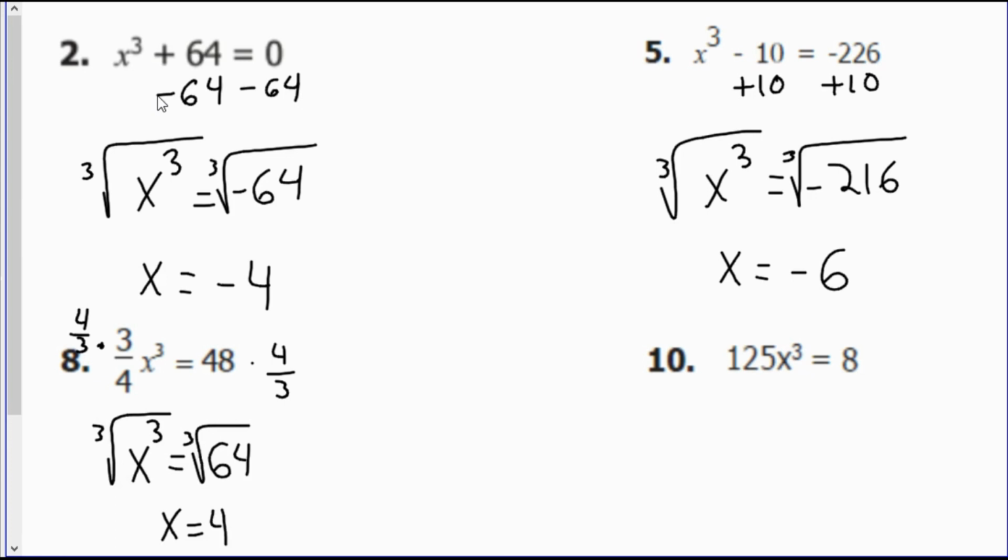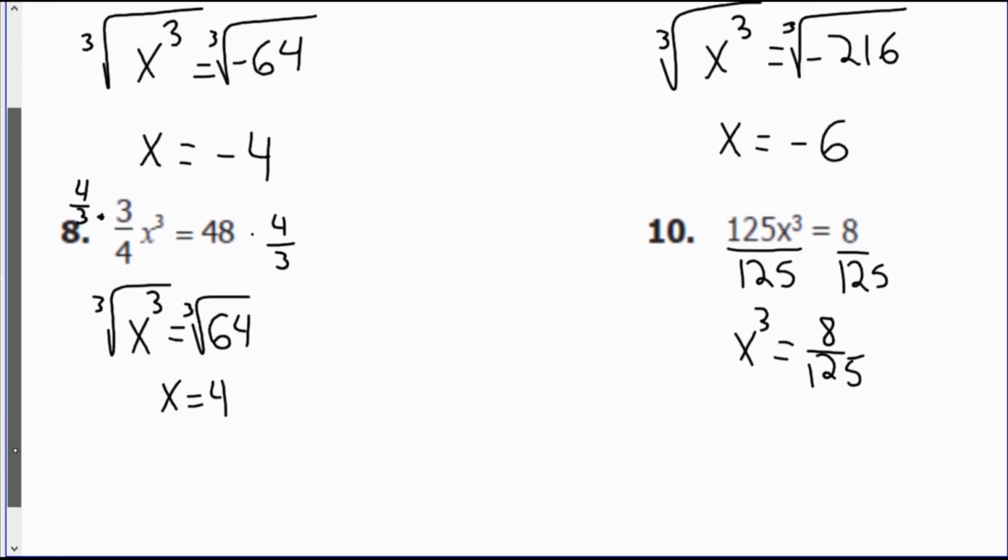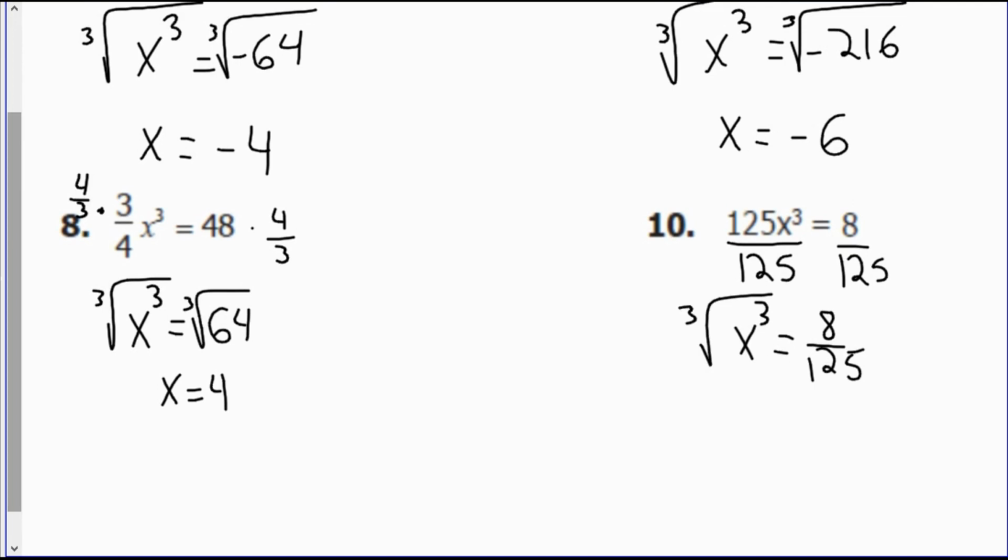And number 10, I have 125 x cubed is equal to 8. So I have multiplication with my variable. In order to get rid of the multiplication, I will use division. So I will divide by 125. So x cubed is equal to 8 divided by 125. Notice when I take the cubed root of this, 8 and 125 are both perfect cubes, so I will get x is equal to the cubed root of 8, which is 2, over the cubed root of 125, which is 5.